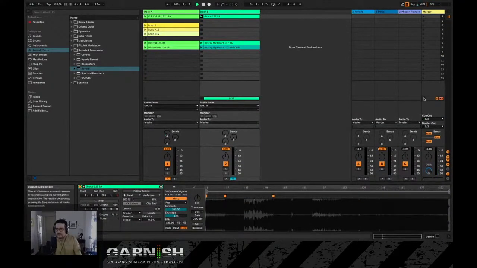Even though they might be playing at the same time, that doesn't necessarily mean you're going to hear both of them at the same time. And that's because of this crossfader.